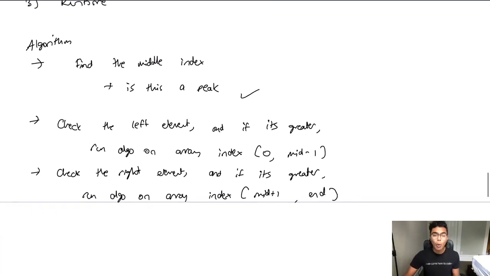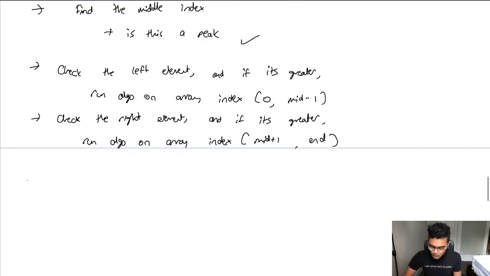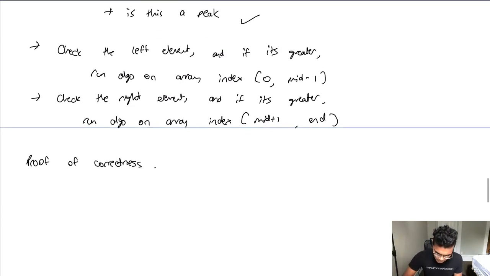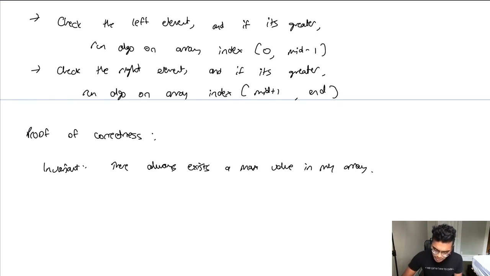And why does this work? Why can we say that, keep on doing this, subsect my array from my entire length to this half or this half consisting the left element or the right element, and keep on doing that until a peak is found? Well, because of the invariant. So we can say over here proof of correctness, we can say right off the bat there's an invariant. And our invariant is that there always exists a max value in my array, right? There's always a max, whether all my elements are the same or there's one element that's greater than the rest.